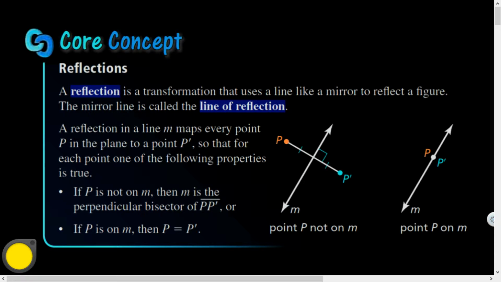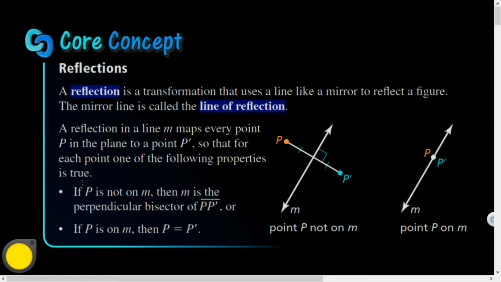Here we go. Definition, core concept. A reflection is a transformation that uses a line like a mirror. To reflect a figure, the mirror line is called the line of reflection. A reflection in a line M maps every point P in the plane to a point P prime so that for each point, one of the following properties is true.